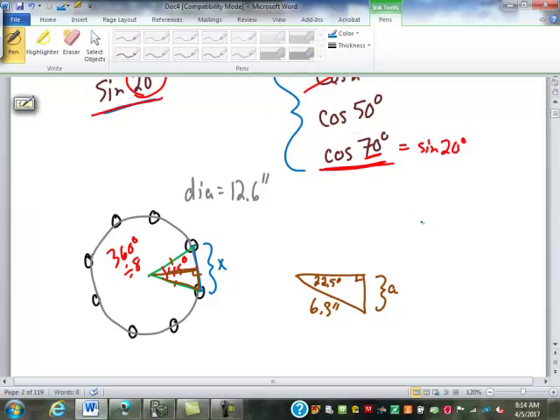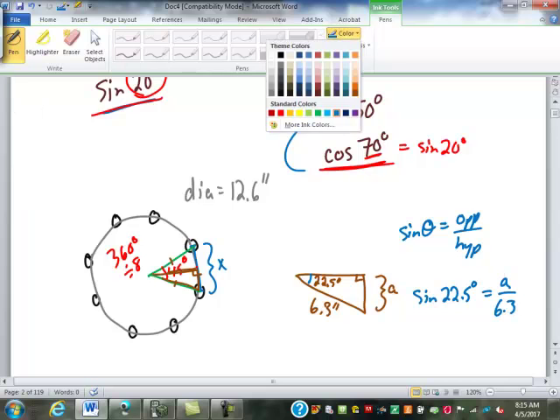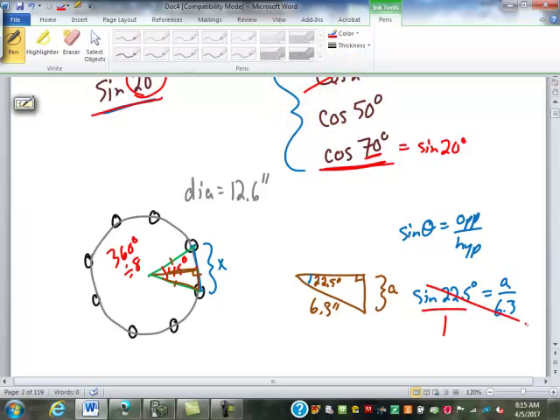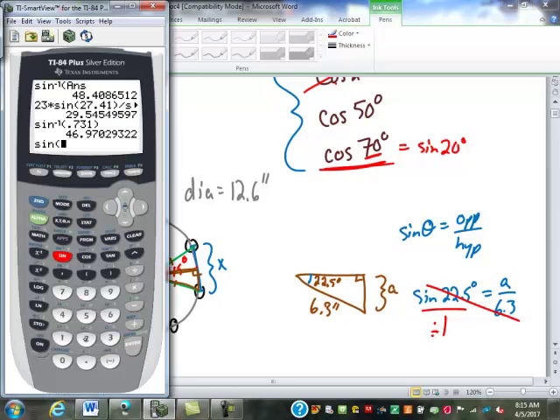We can find A because, according to our angle, that's the opposite side. So we're looking at the sine. Sine of an angle is opposite over hypotenuse. So here we have sine of 22.5 degrees equals A over 6.3. Put this over 1 and we cross multiply and divide. Sine of 22.5 times 6.3 divided by 1. Of course, A is 2.411.